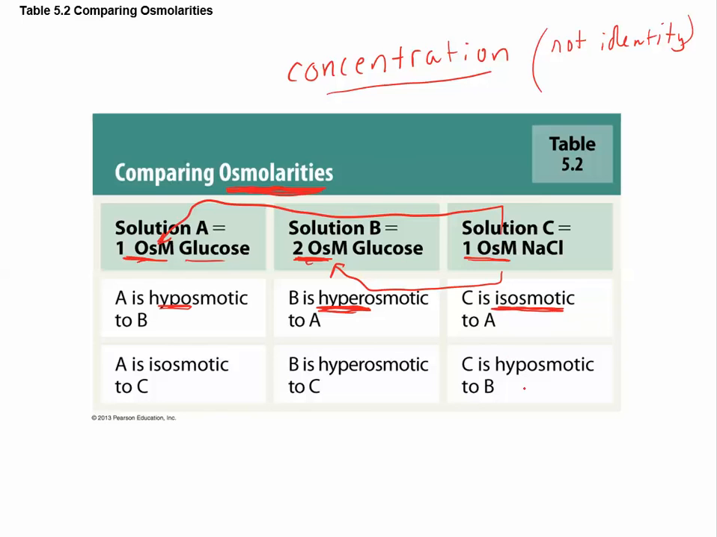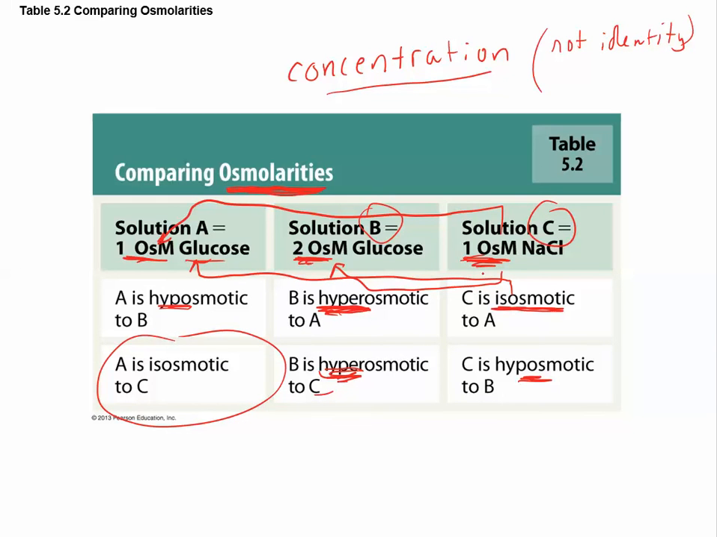So that means that C is hypoosmotic to B, hypo, lower concentration, and B is hyper, higher concentration, than C, which has a lower concentration. It's also hyperosmotic to A. So this one is hyperosmotic to both. Okay, but these are isoosmotic to each other, which we see here and here. So I hope that makes sense.